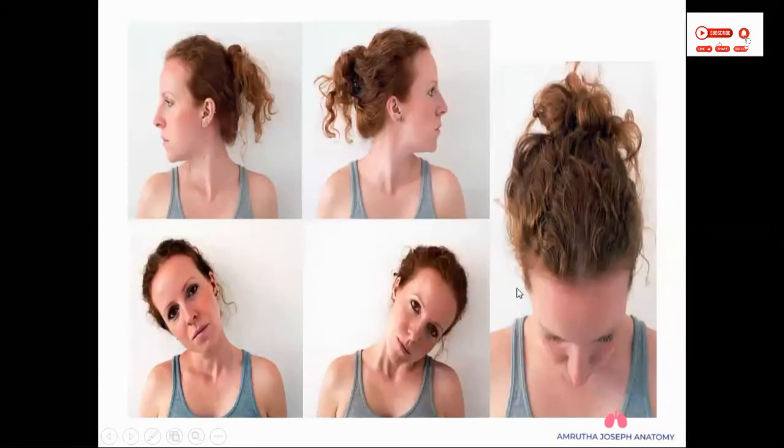Some movements can be seen here. This is right lateral rotation, this is left lateral rotation, this is right lateral flexion, this is left lateral flexion, and this is flexion of the head and neck.